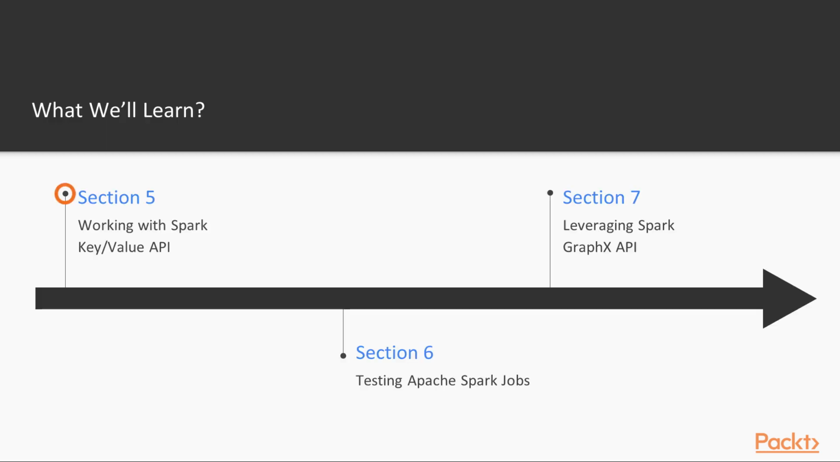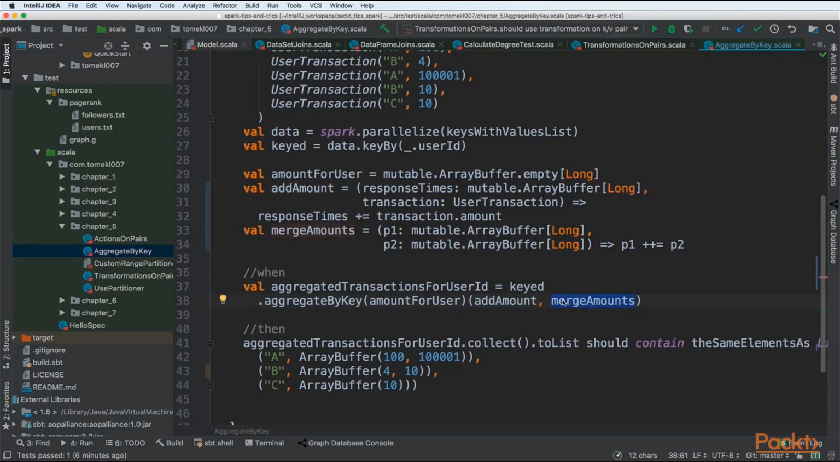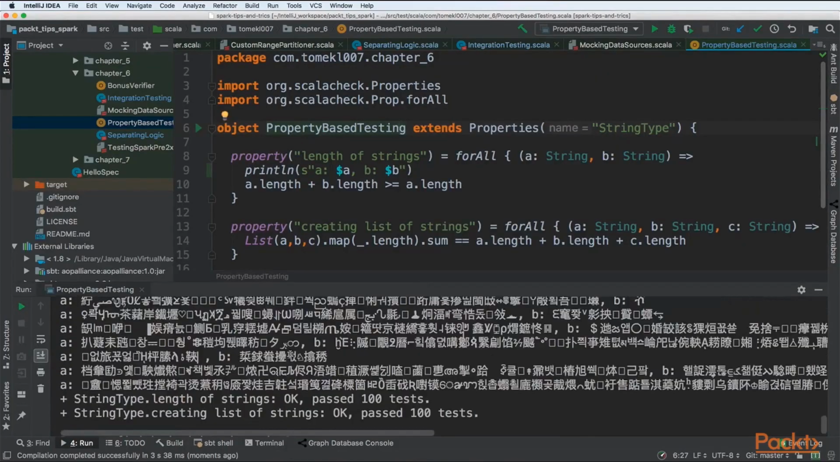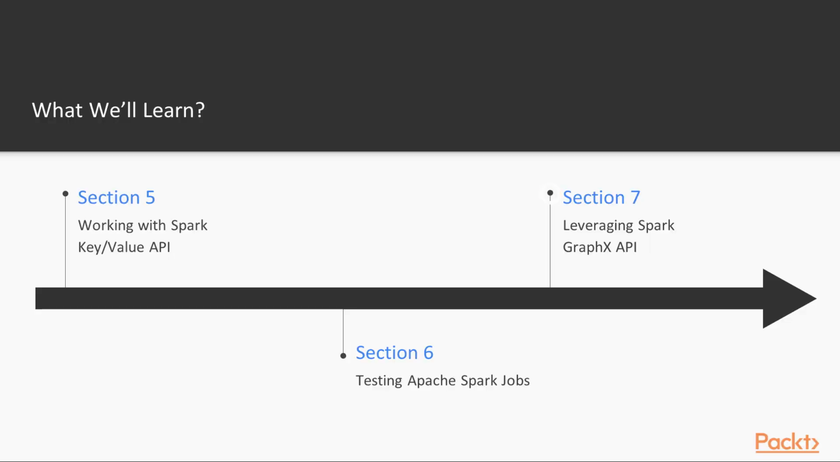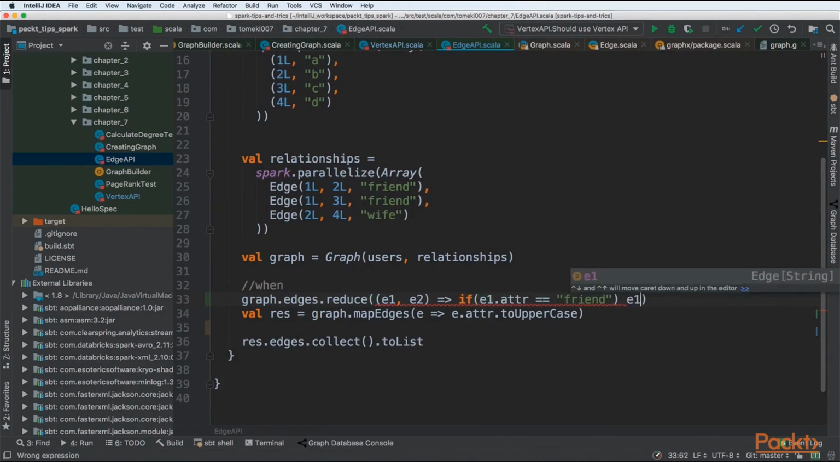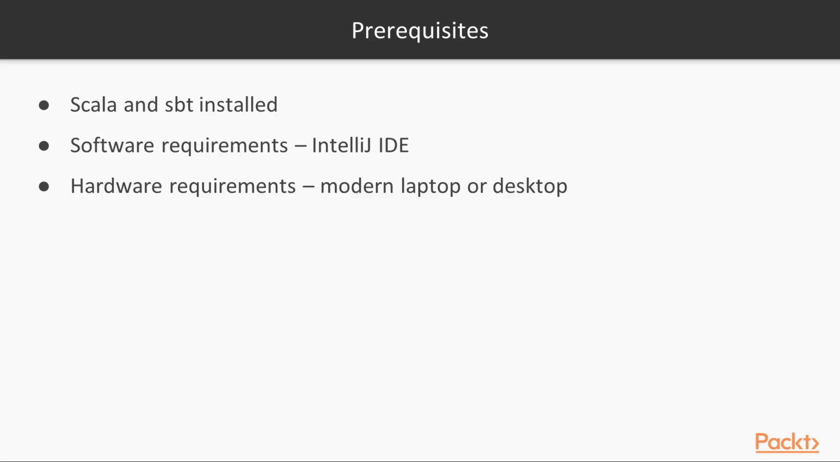In section 5, we will go to the working with Spark Key Value API. Section 6 will be about testing Apache Spark jobs, and then finally in section 7 we will be leveraging Spark GraphX API.